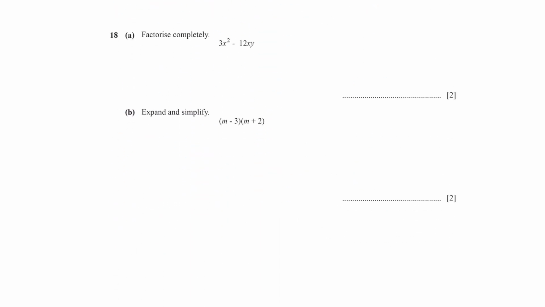Next question. Factorize 3x squared minus 12xy. Okay, so now 3x squared can be written as 3 times x times x. 12xy can be written as 3 times 4 times x times y. Now what we can take common, we can take common 3 and x. So 3 over here and x over here, right? So we can take 3 and x common out of this. So 3x common, we are left with x minus 4y. Hence it's going to be 3x bracket x minus 4y.